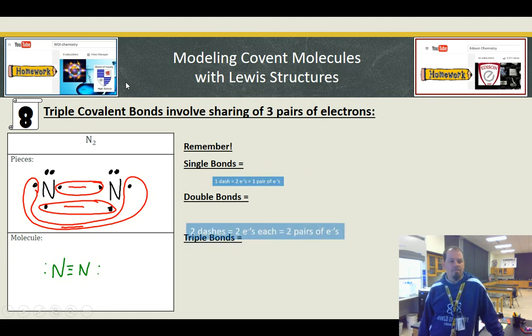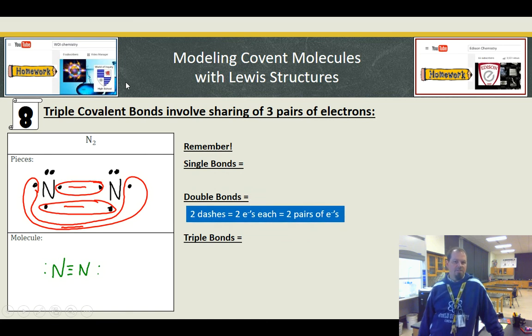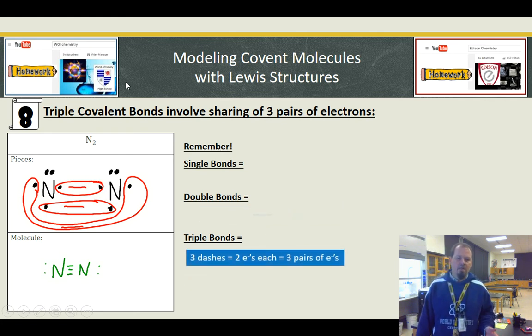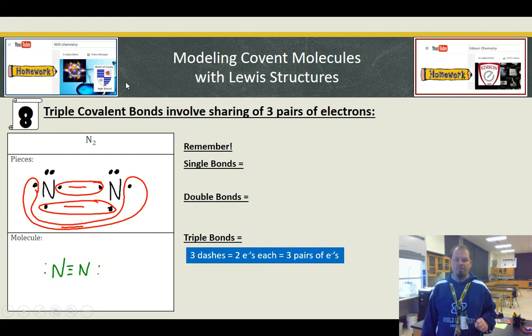A double bond is going to be 2 dashes, 2 electrons each, 2 pairs of electrons, hence 4 total electrons. Okay. Triple bonds are going to have 3 dashes. They're going to have 2 electrons each, therefore 3 pairs of electrons, therefore 6 valence electrons. For those of us in bonus class, 6 valence electrons.